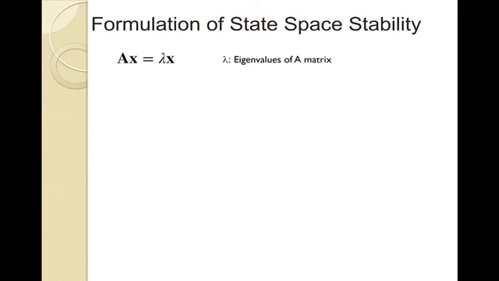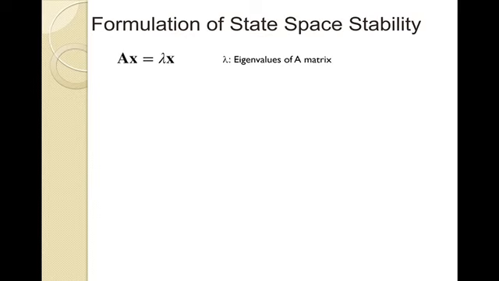So first of all, in terms of formulation of state space stability, we want to go back to our state space system here, and remember we had x dot equals Ax plus Bu, and then y equals Cx plus Du. That was our state space system, where x basically represents our state variables. So in this case, what I want to do is create what I'm going to call A times x, and that's going to be equal to lambda times x. So A and lambda, they are definitely related. Lambda basically represents the eigenvalues of the A matrix.